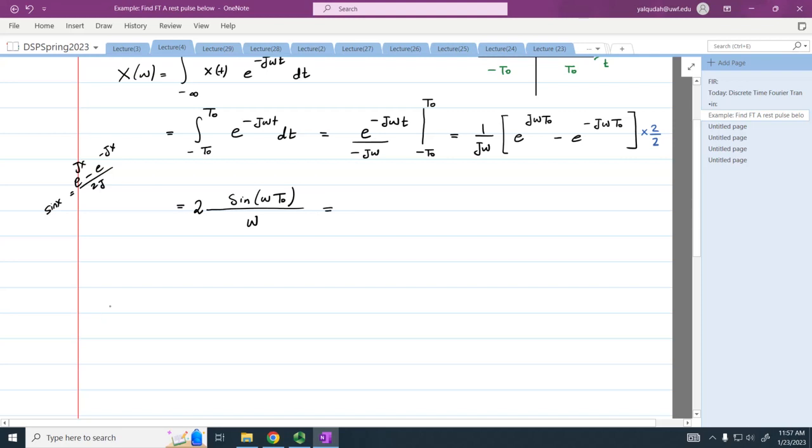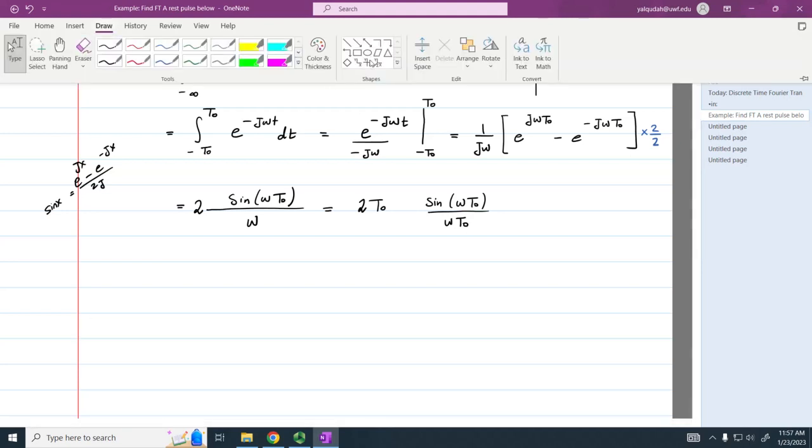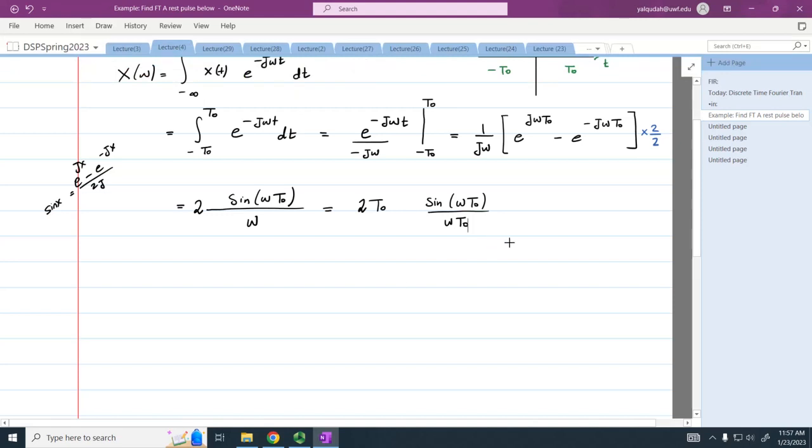Are we done? We're done, but we can even make it look better. We can multiply by t0 and divide by t0. Then I'm going to get sine omega t0 divided by omega t0. See it? t0 with t0 cancel. I'll get this one. But now I have the same argument here and here. What do we call this function? Sinc. Okay, so great. So we calculated the Fourier transform for our first function.